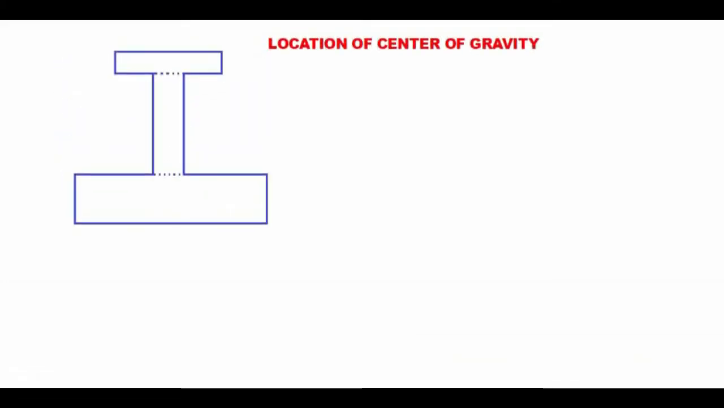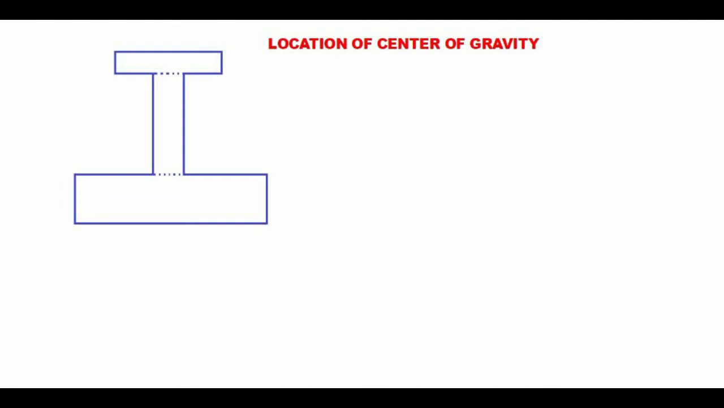Location of center of gravity. This is needed when you are trying to calculate the moment of inertia of an unsymmetrical section whose center of gravity is not known. Okay, if we do not know where the center of gravity is, you cannot calculate the moment of inertia of this unsymmetrical I section. So you need to first find out its location, and from that we will calculate the moment of inertia also. So in this short video, let me explain how we calculate the center of gravity.